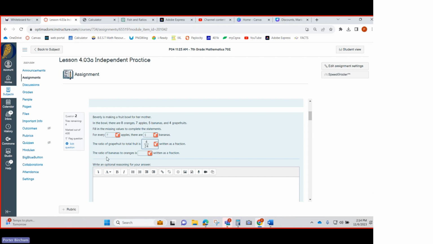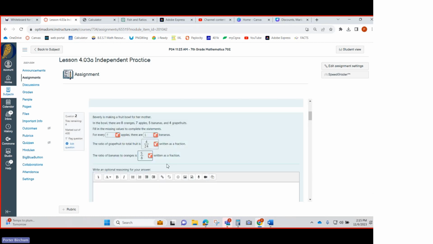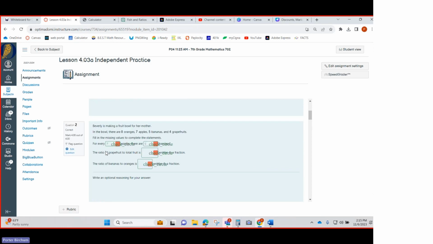The ratio of bananas to oranges is blank. How many bananas do I have? 5. How many oranges do I have? 8. So I think I'll write 5 to 8, because that's how many bananas I have to how many oranges I have. But write it as a fraction. 5 to 8. I know this looks like 5/8, but that's not what this means. It means 5 to 8. Looks like a fraction, but it's not literally a fraction. Let's check our work. Woo!